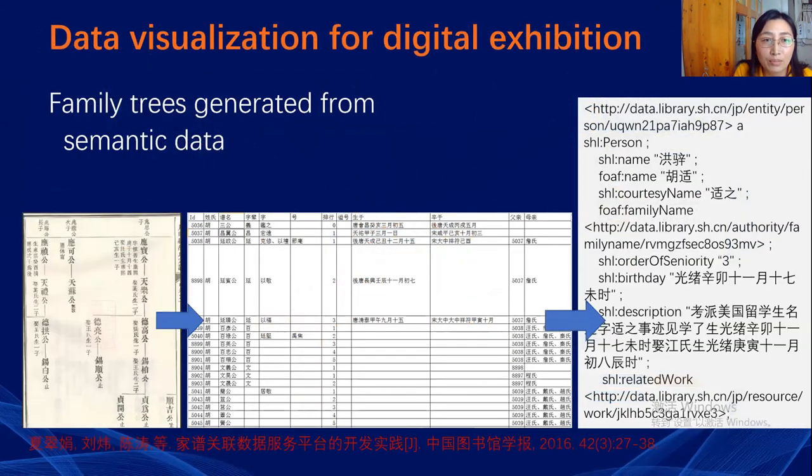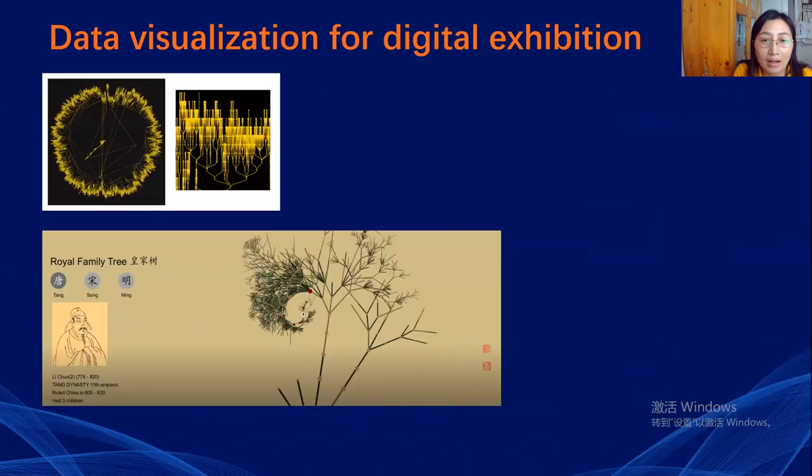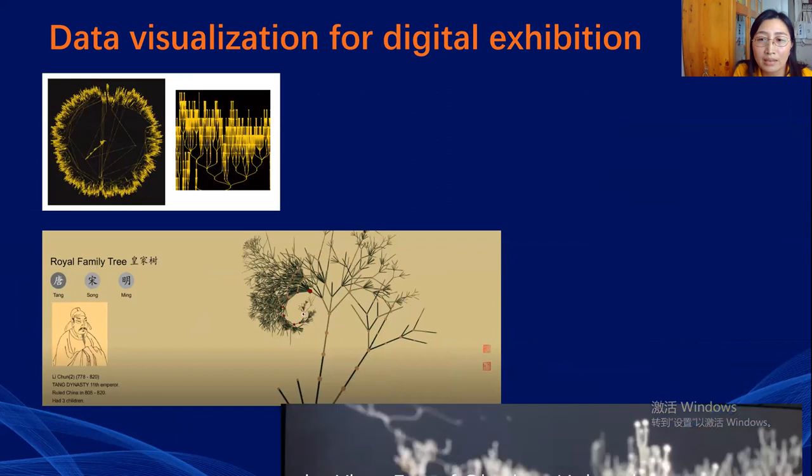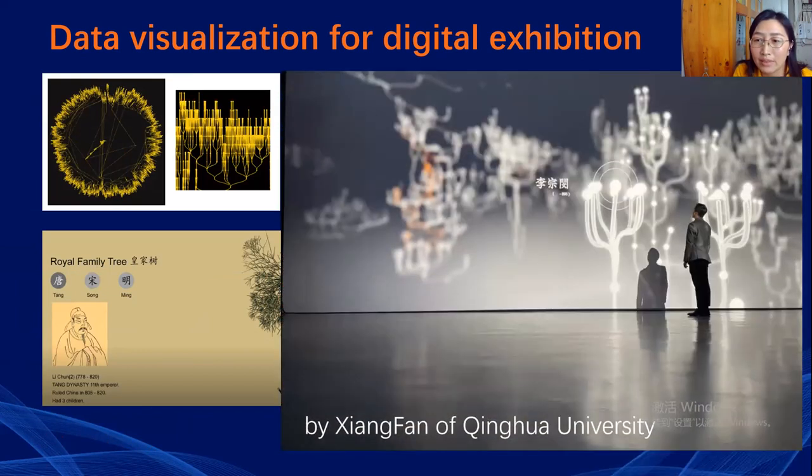This is another example of using genealogy data for data visualization. We extracted structured data about the members of a family from the scanned images of genealogy documents, and then transform the structured data into semantic data with relationships among people. With this data, an artist named Xiang Fan from Tsinghua University designed many kinds of digital family trees with data visualization technologies. This kind of artistic works is a brand new way to make the data more valuable and beautiful.